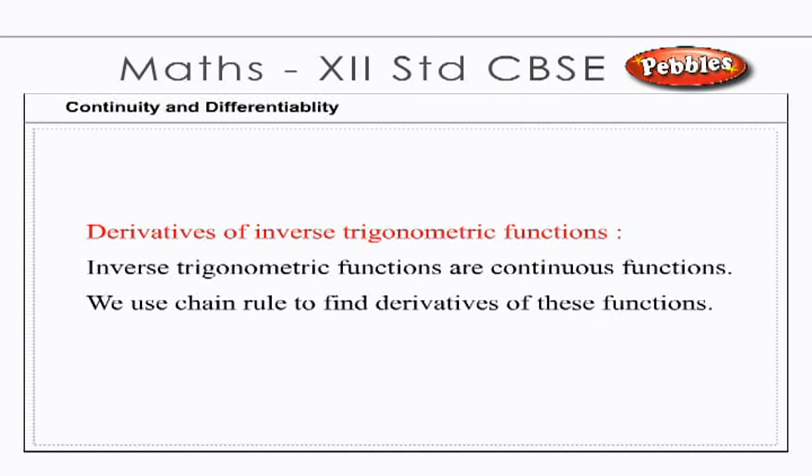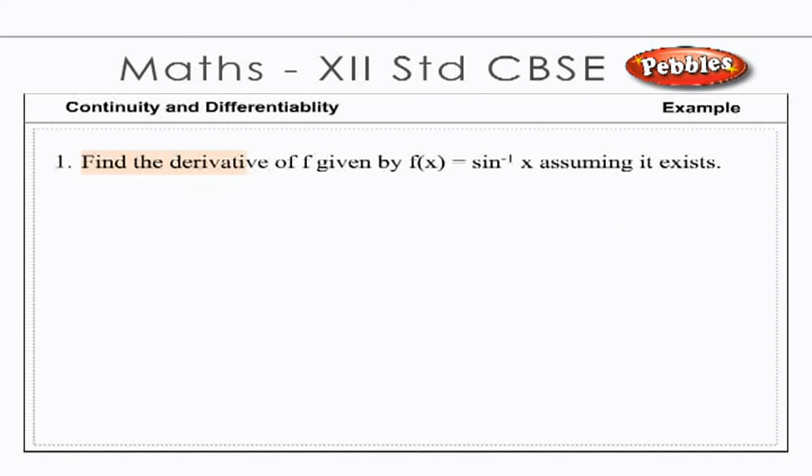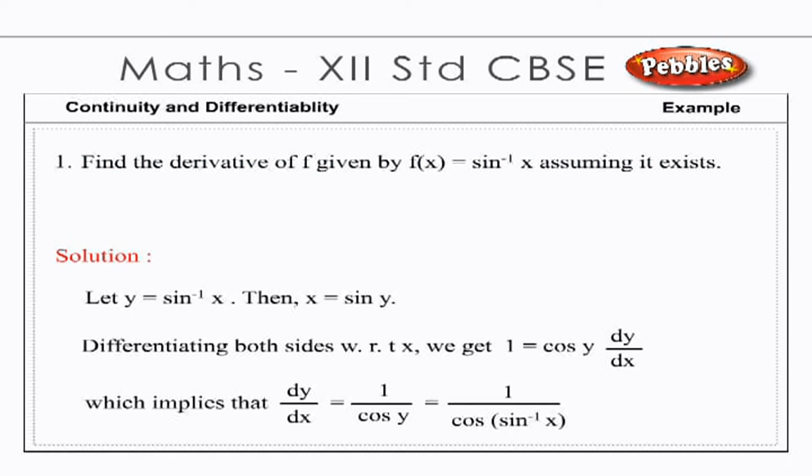Derivatives of inverse trigonometric functions. Inverse trigonometric functions are continuous functions. We use the chain rule to find derivatives of these functions. Find the derivative of f given by f(x) = sin⁻¹x, assuming it exists. Solution. Let y = sin⁻¹x, then x = sin y.